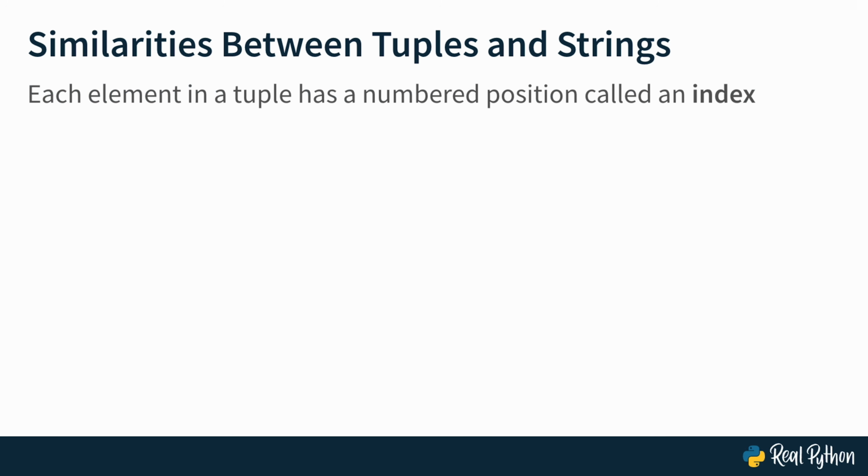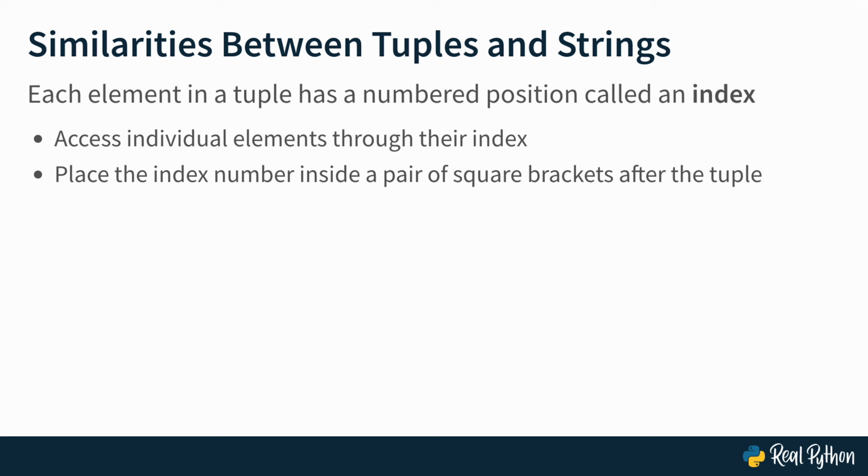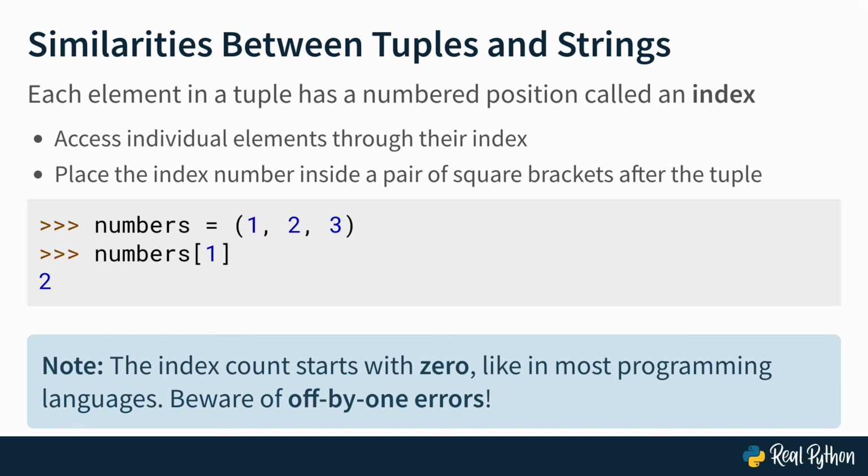Further, each element in a tuple has a numbered position called an index. That's also the same as it is with strings. So you can access individual elements through their index. And you do that by placing the index number inside of a pair of square brackets right after the tuple. You've probably done this with strings before, but here's an example. Again, with the numbers list.